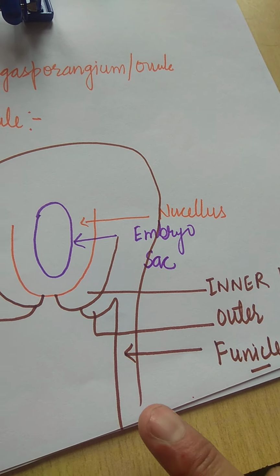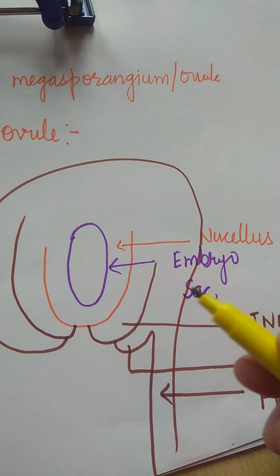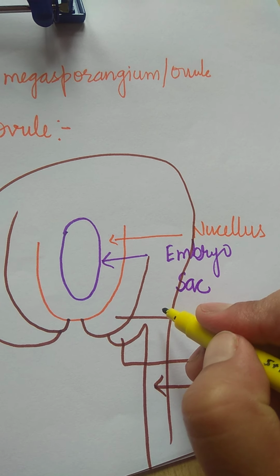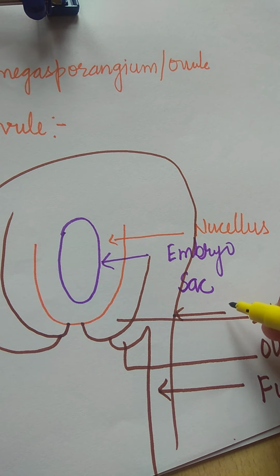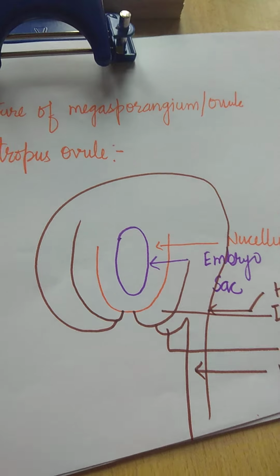Now this is the structure through which the ovule is connected to the ovary, and the portion where this funicle joins the main body of the ovule is known as hilum. This region of the ovule is known as hilum. So this is the structure.